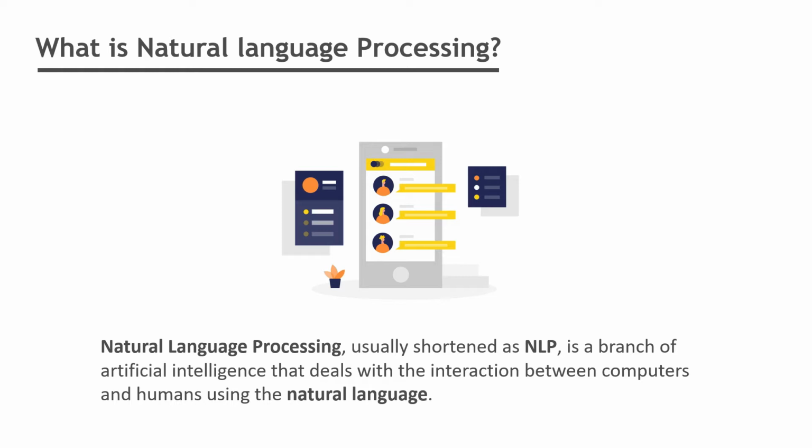You might have seen a lot of examples in real life, like virtual assistants including Siri, Alexa, or Amazon Go, or robots that talk like humans. These are all examples of natural language processing.